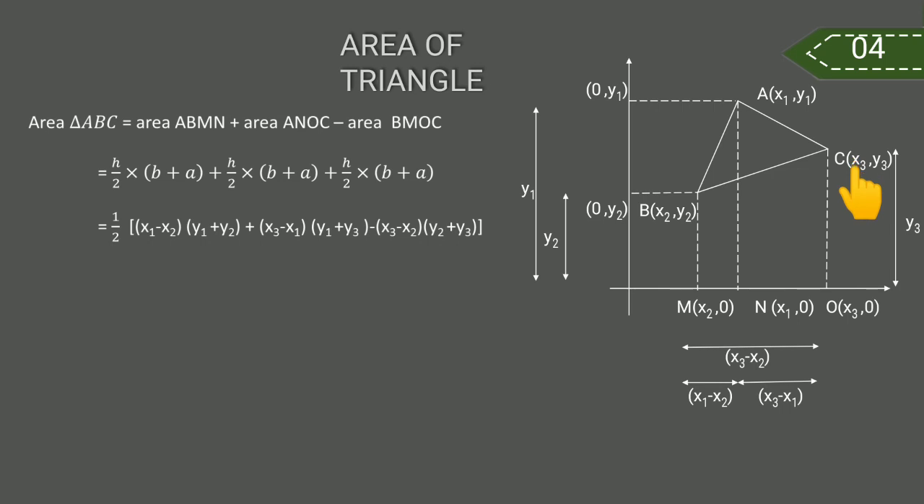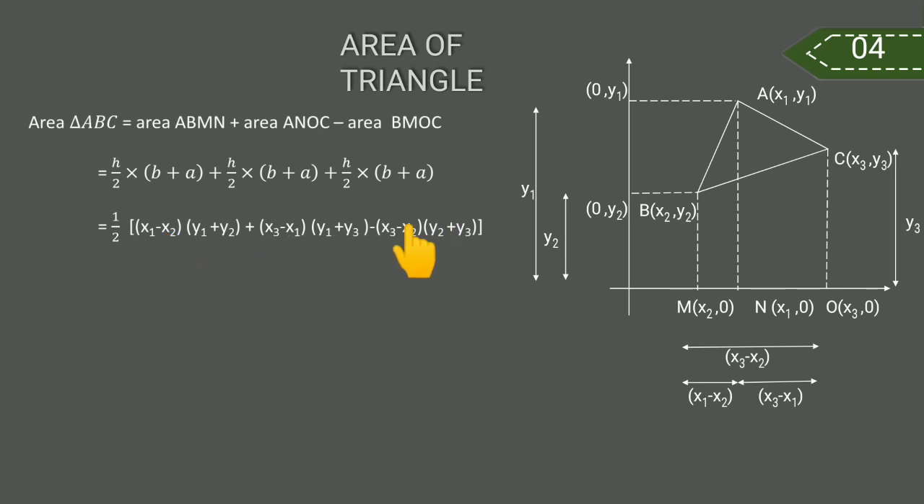For trapezium BMOC, the height of this trapezium is MO, and the distance between M and O is x3 minus x1. Okay, and the parallel sides are BM and CO. The measure of BM is y2 and the measure of CO is y3.